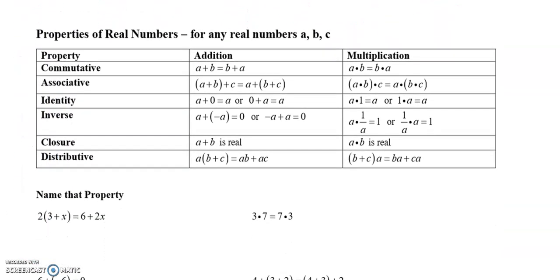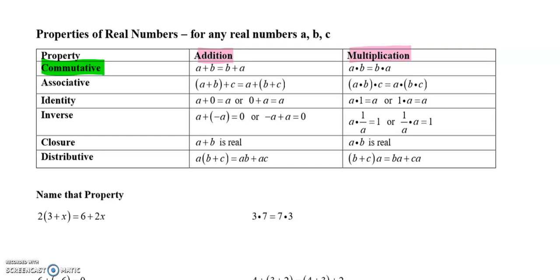Properties of real numbers. For any real numbers A, B, and C, we've got the commutative property, which says we can flip-flop the order. A plus B is the same as B plus A. These rules also work for both addition and multiplication. We could also take A times B equals B times A. Pretty self-explanatory. Pick a couple numbers and try it. You'll see that it works.